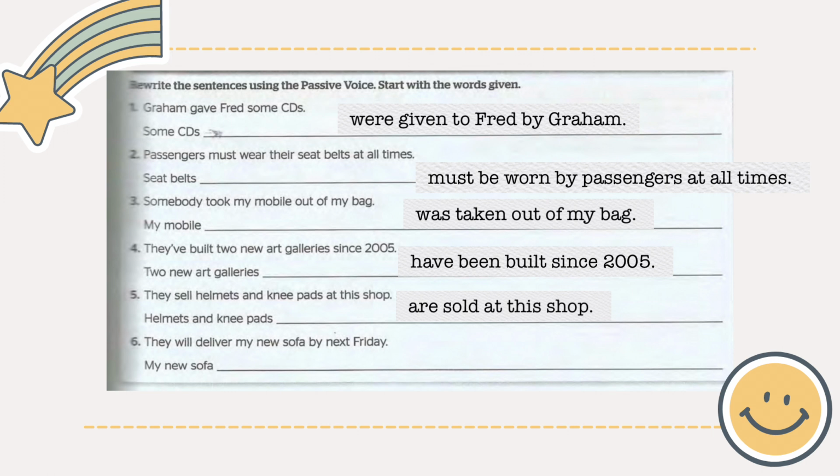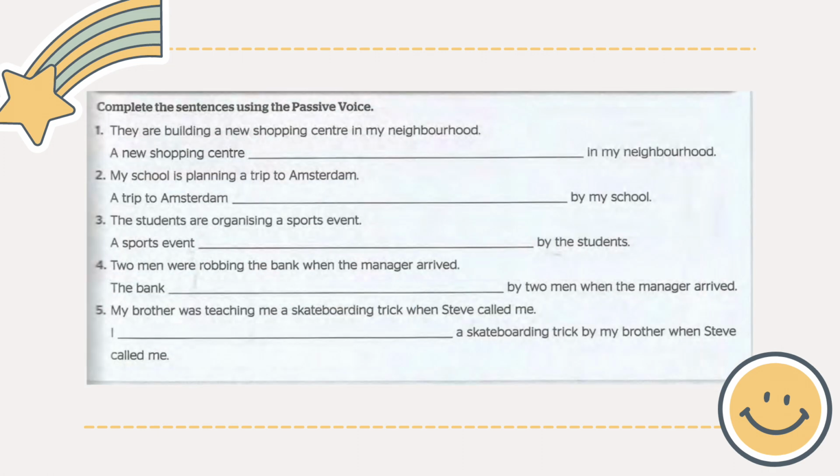Congratulations. Now, last question. They will deliver my new sofa by next Friday. The verb is deliver. In the passive voice, it will become my new sofa will be delivered by next Friday. Well done, students. You did it. Now, let's move on to the last exercise. Complete the sentences using the passive voice.